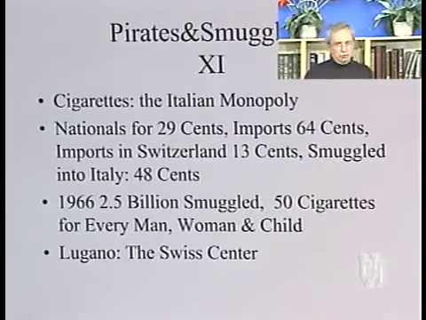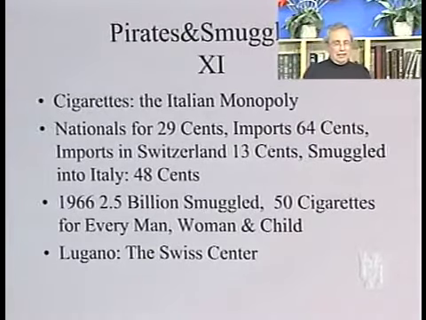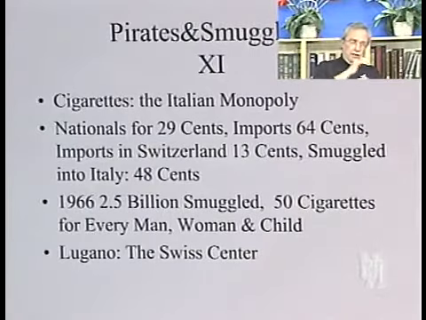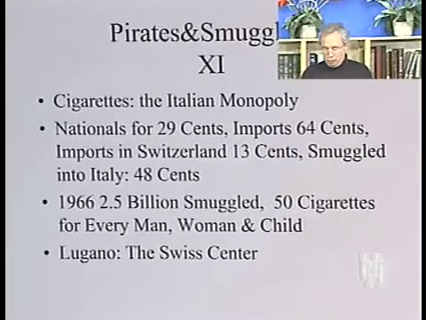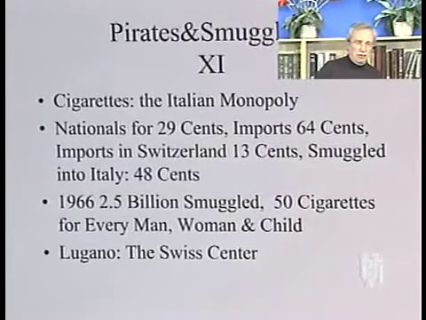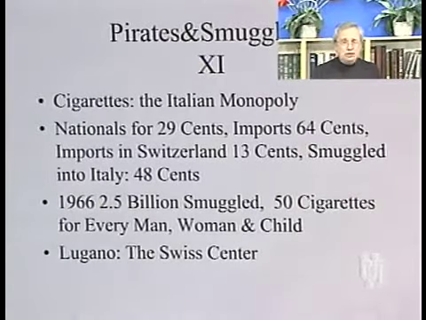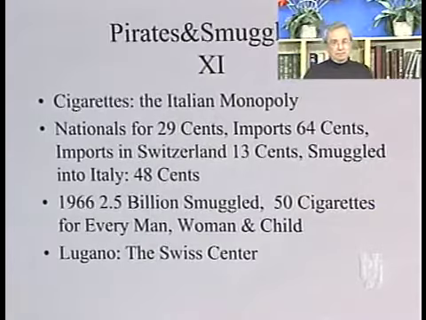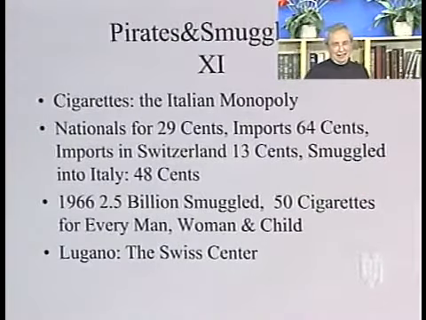For nationally produced cigarettes, cigarettes produced by the monopoly, you basically paid 29 cents. If you wanted imported cigarettes, you paid 64 cents. Meanwhile, just north of Italy, bordering on Italy, was Switzerland, where import duties on foreign cigarettes were pretty low. So you could get them for 13 cents. You could buy foreign cigarettes, U.S. cigarettes, for example, were particularly popular. You get them for 13 cents. Simple mathematics. We can smuggle them over the border into Italy, and despite the costs involved in smuggling, we can still sell them for 48 cents. So we can sell them for 25% less than you can buy an imported cigarette in Italy.